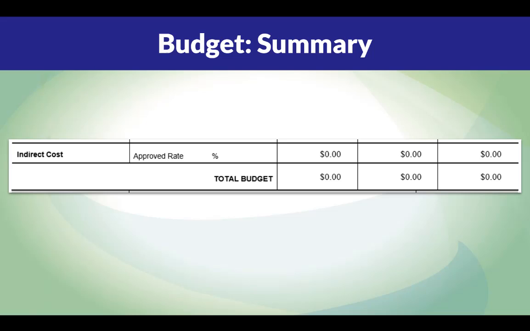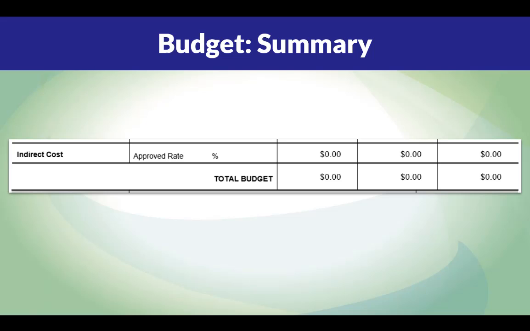The local education agency, otherwise known as the LEA, or other agency may have an indirect cost rate that has been negotiated with the state and that determines the percentage of indirect costs that can be allocated to the grant. You can determine if your agency has an indirect cost rate and what that rate is by visiting the DPI webpage and searching for indirect costs.